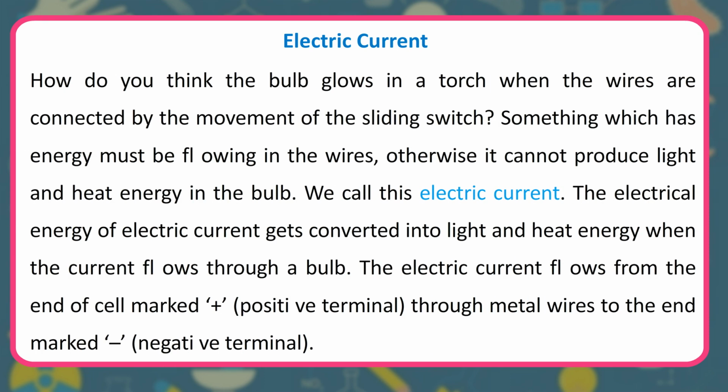Electric current. How do you think the bulb glows in a torch when the wires are connected by the movement of the sliding switch? Something which has energy must be flowing in the wires, otherwise it cannot produce light and heat energy in the bulb. We call this electric current. The electrical energy of electric current gets converted into light and heat energy when the current flows through a bulb. The electric current flows from the end of the cell marked plus, the positive terminal, through metal wires to the end marked minus, the negative terminal.